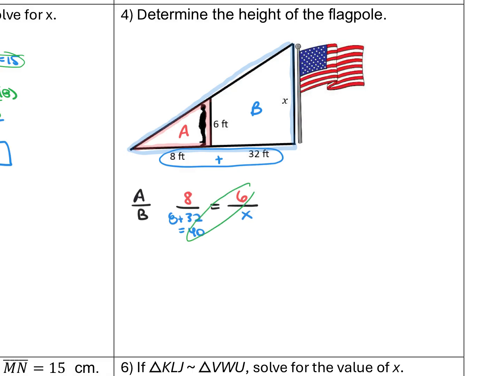So from here, I'm going to cross multiply. So I end up with 8x is equal to 6 times 40. So that 8x is equal to 240. And then, again, I got to get x by itself, so I'm going to divide that 8 out. And I got x is equal to 30.